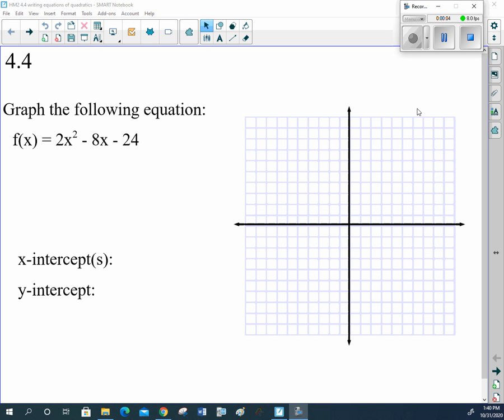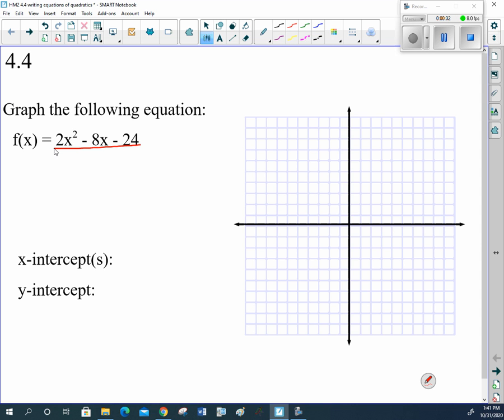Okay, today's lesson topic is we are going to be learning to write equations of quadratics given certain information. But before we jump into that, we're just going to go ahead and do a quick review of graphing a quadratic, our parabola here. This is one that we should already know how to do. Looking at it, we can tell that this quadratic right here is in standard form.